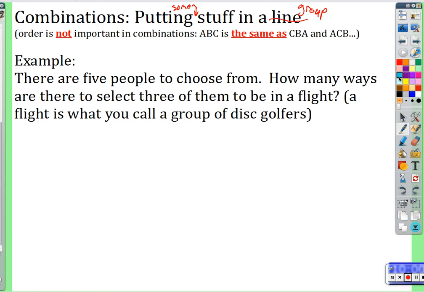So, say there's 5 people. There's usually a lot more than 5 people that come to a given Thursday. And you choose people to be in a group together. Sometimes that's random. Sometimes it's on purpose. But say there's 5 people and you want to choose 3 of them to be in a flight. Flight is just what you call a group of people who go through the course together. So how many different ways are there to get these 3 people? Now here's what's different. There's no order. There's not a first, second, and third person in a group.